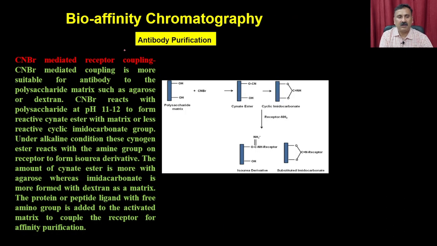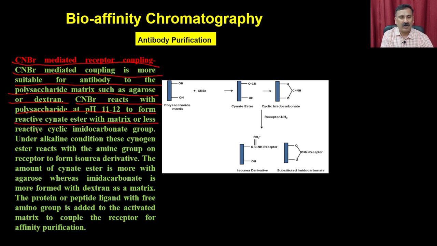So antibody is how you can actually prepare the column, right? What you can do is use CNBr-mediated receptor coupling. CNBr-mediated coupling is more suitable for coupling the antibody to a polysaccharide matrix such as agarose or dextran. CNBr reacts with the polysaccharide at pH 11 to 12 to form the reactive cyanate ester with the matrix, or the less reactive cyclic imidocarbonate group.